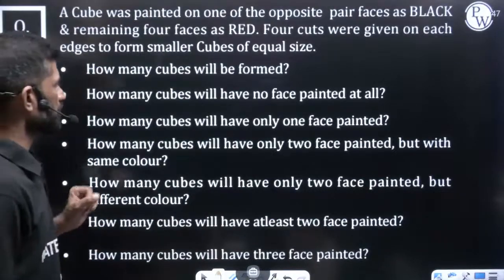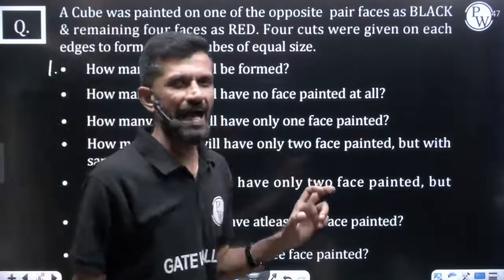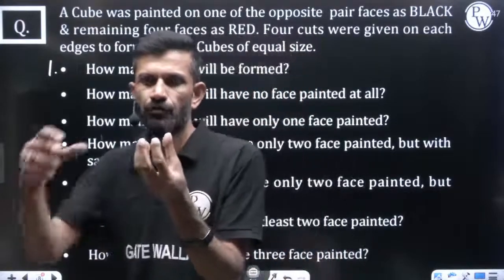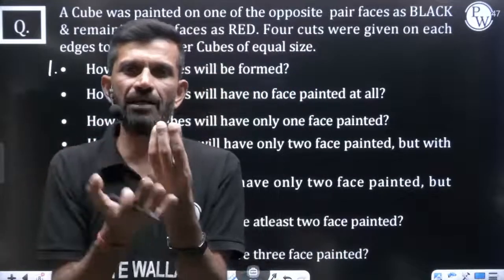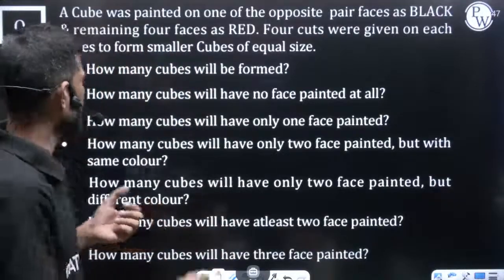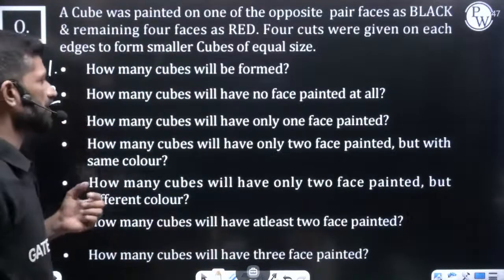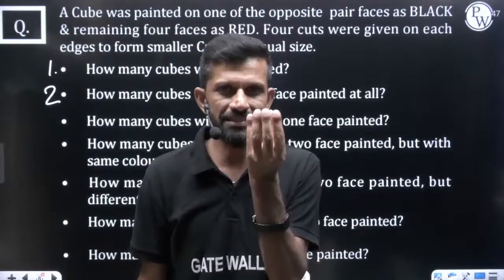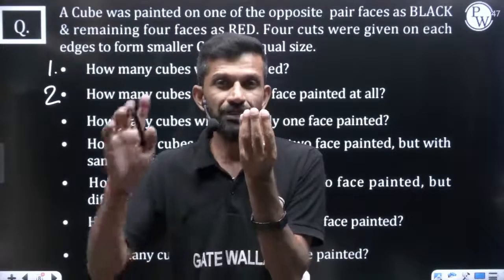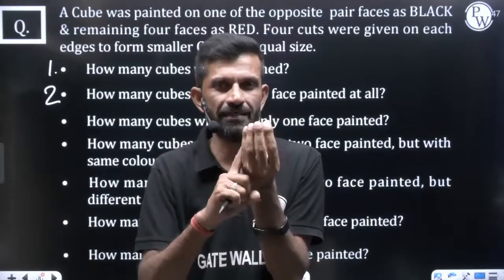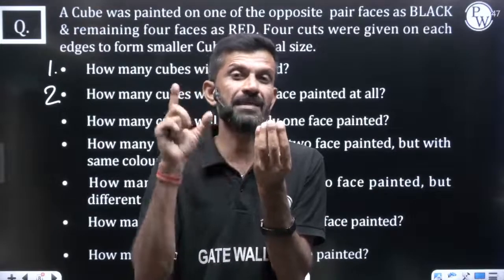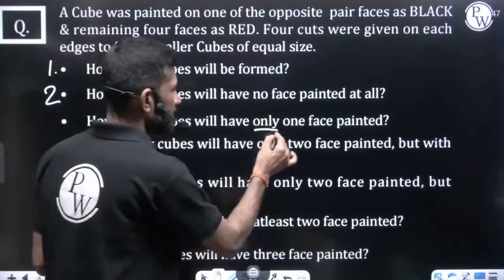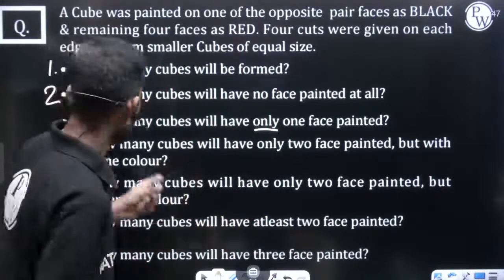Okay. Second question. How many cubes will have no face painted at all? How many such cubes will be there? Small cubes which will be having none of their face painted. So that is the second question. Third question. How many cubes will have only one face painted? How many such cubes will be there? Small cubes which will be having only one face painted. Not remaining faces. Remaining 5 faces should be unpainted, because they are using the word only. Only one face painted. Okay.